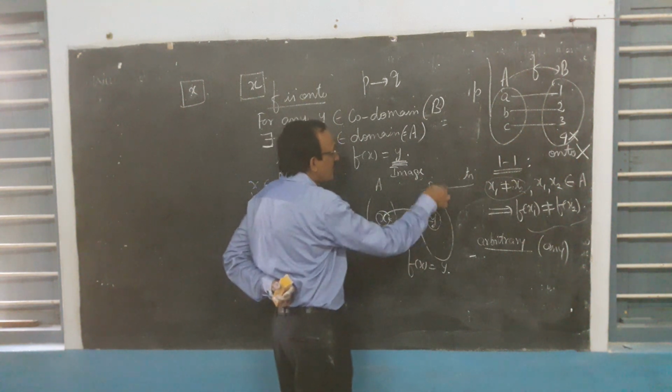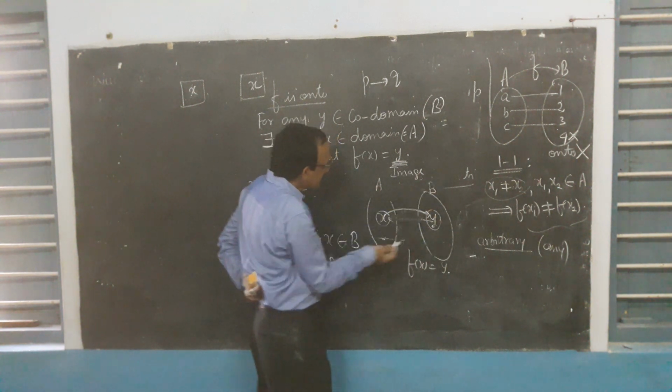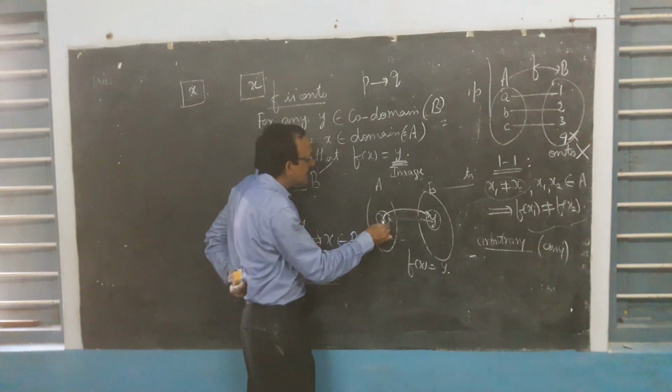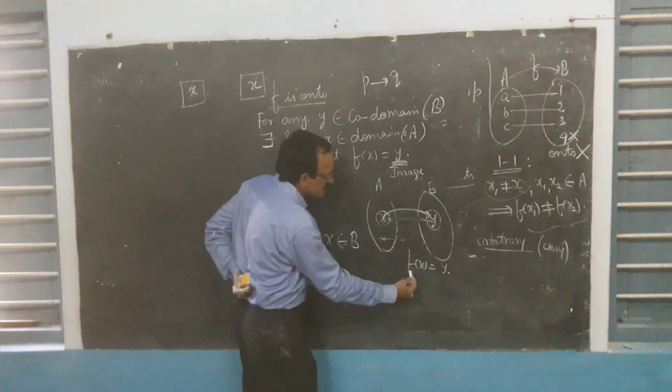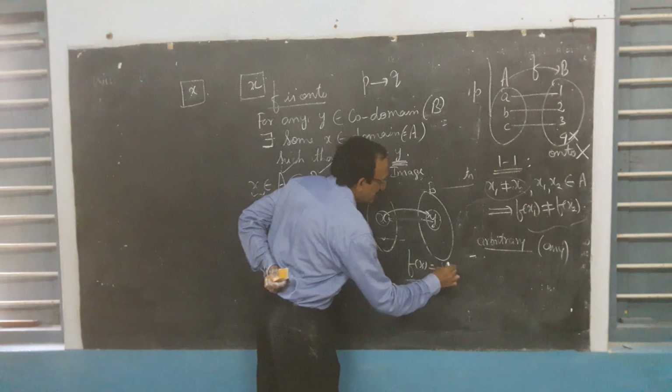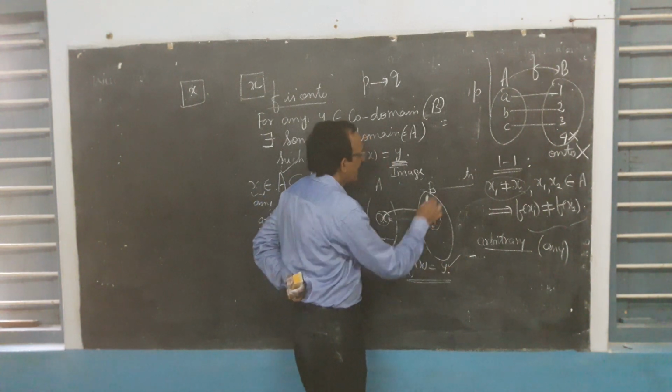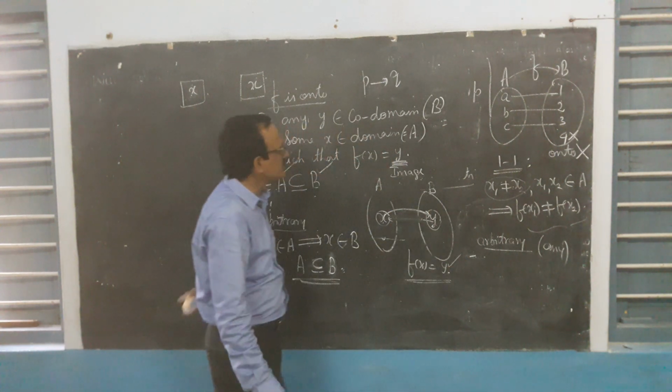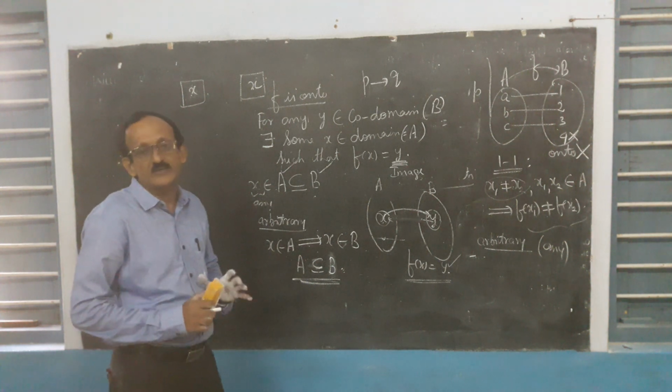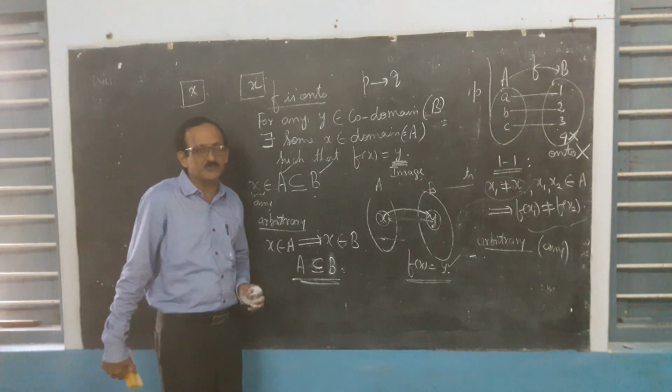For any y belongs to B, show that there exists some x belongs to A, for which f of x equals y, proving that y is an image and the mapping is onto. Onto is a surjective mapping. One-one is injective mapping, onto is surjective mapping.